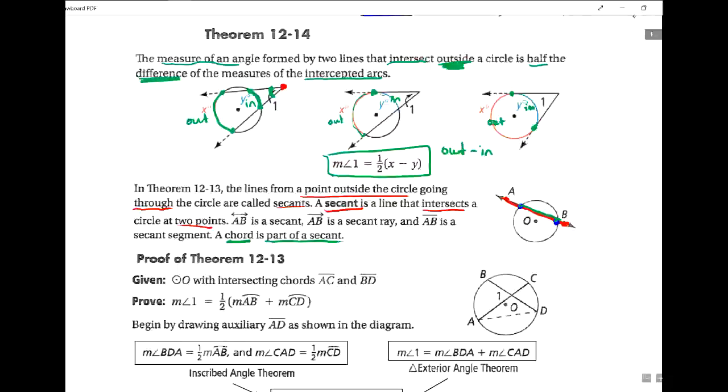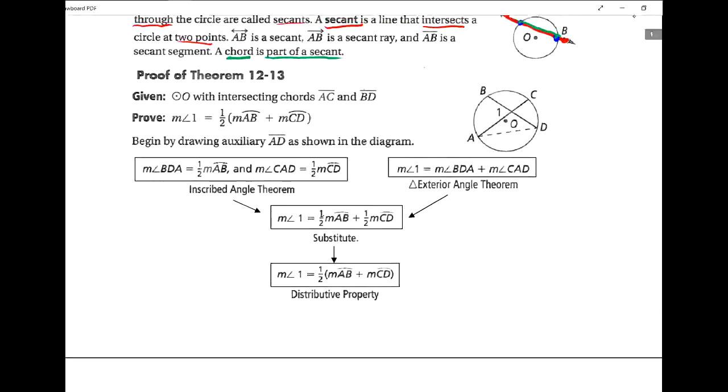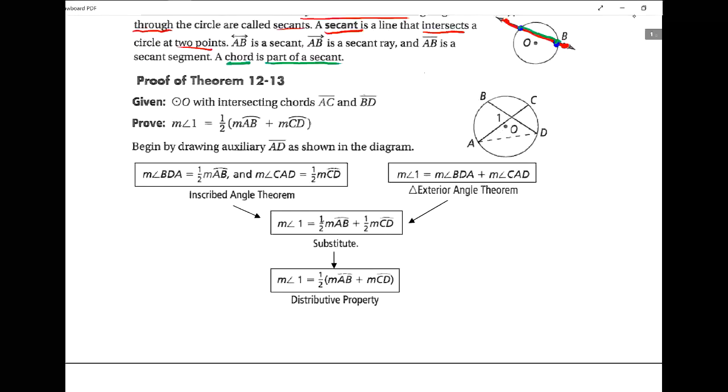All right, the proof of our theorem up above. Why is it half the sum? Well, let's look at this angle right here. How do we know that the measure of this angle is half of this arc plus this arc? Let's take a look at this triangle right here.